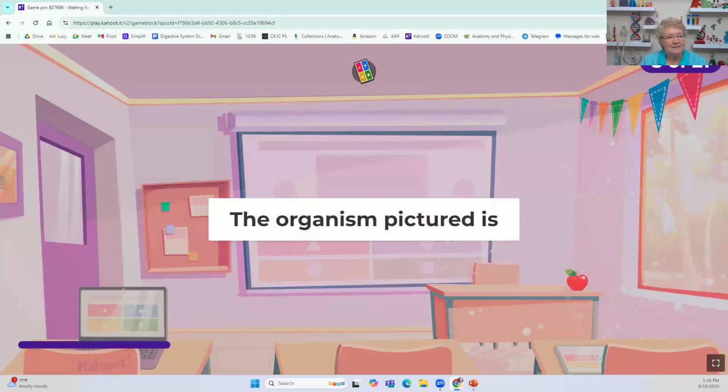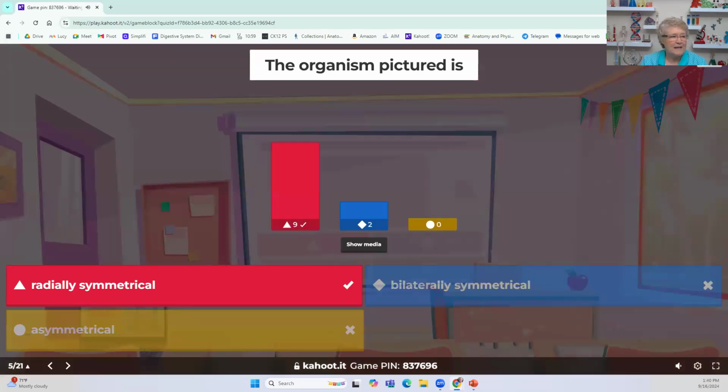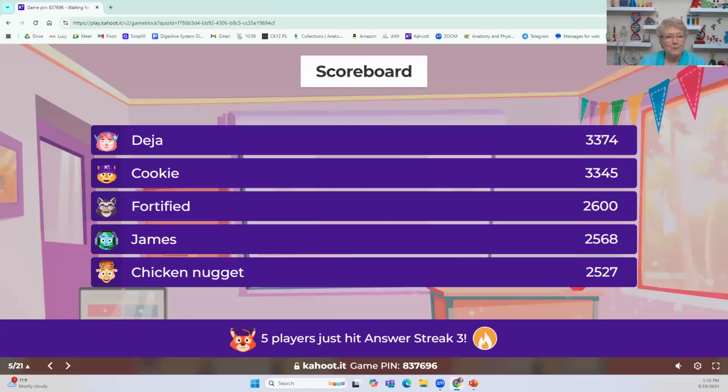Question 5. What kind of symmetry does a sand dollar have? Radial symmetry. Very good. So generally when things are kind of round, they're radially symmetrical for the most part.